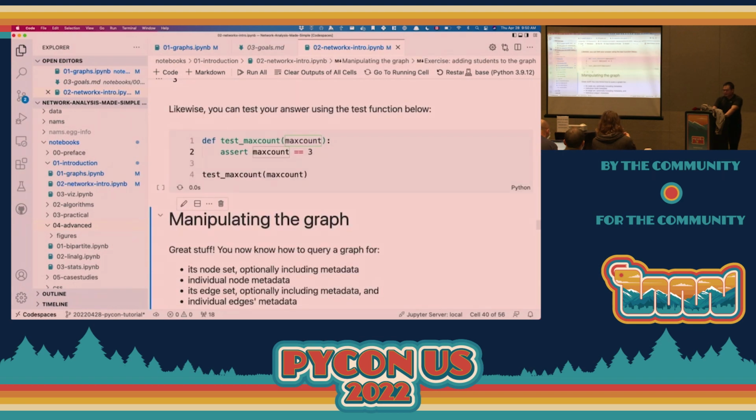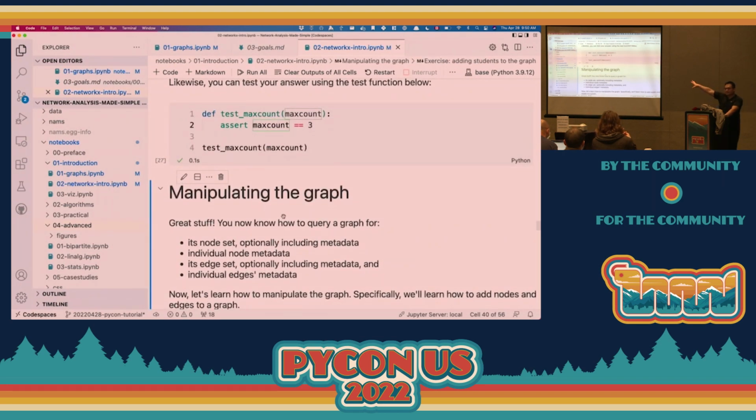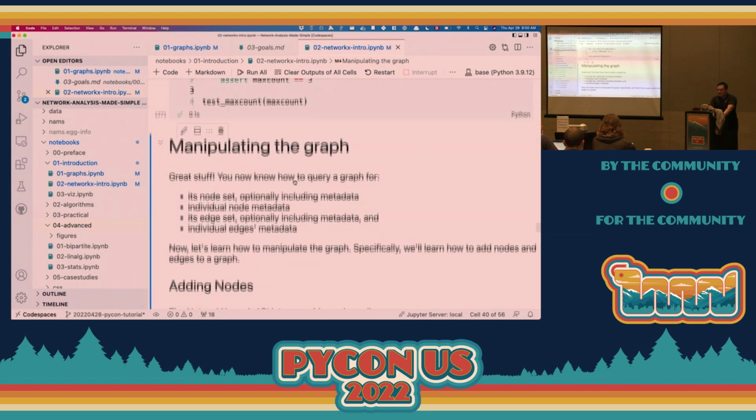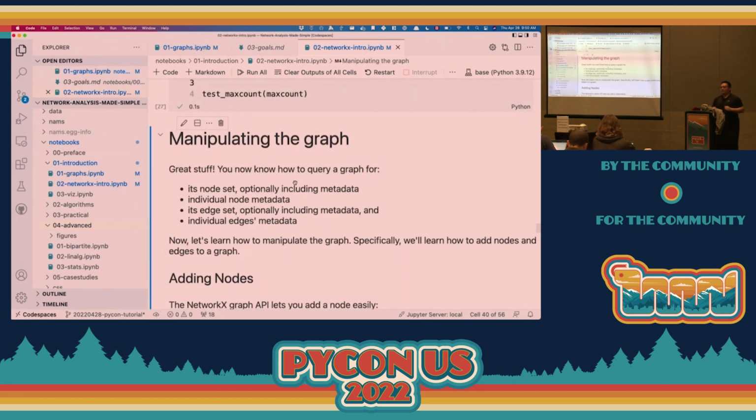And likewise over here, we can test to make sure that the answer is correct. Once again, this is a sort of data validation check, right? Cool. So now we know how to query a graph object. The next thing that we want to do is know how to manipulate it.